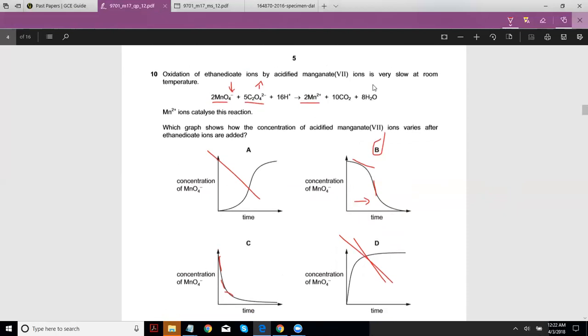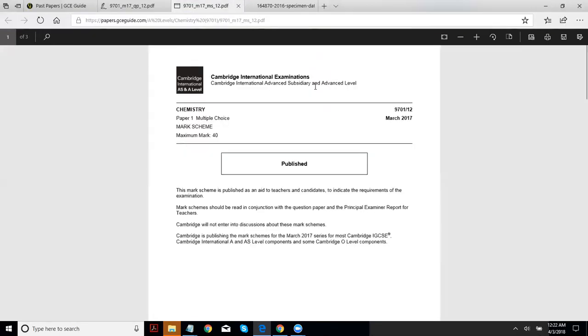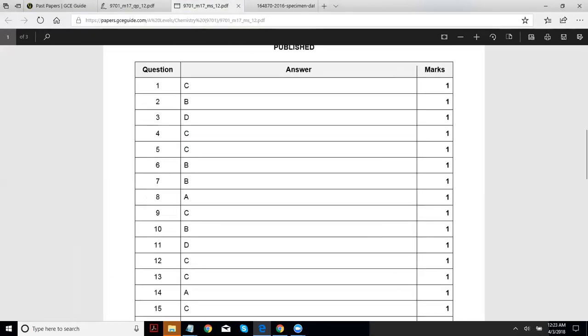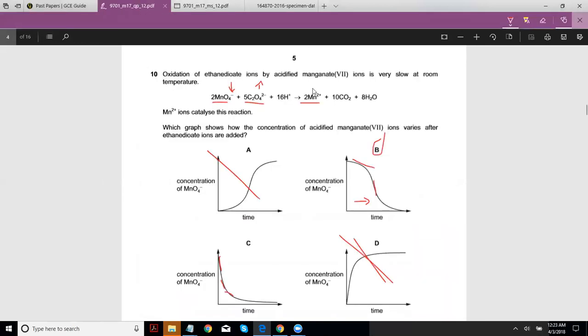Okay. So we'll just quickly check our answers. So we have 1C, 2B, 3D, 4C, 5C, 6B, 7B, 8A, 9C, and 10B. So we're good so far. We got all of them right, even though we read a few questions wrong. But yeah, we'll continue this in the next video.